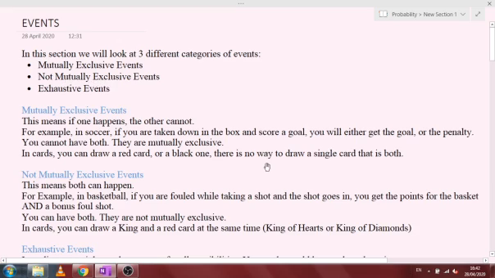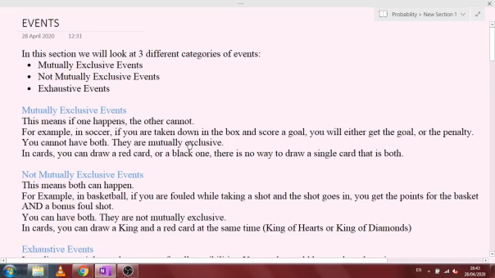So mutually exclusive events, these are if one happens, then the other cannot. So for example, in soccer, if you're taken down in the box and score a goal, you'll either get the goal or you'll have the penalty. You can't have both. They're mutually exclusive. Getting one prohibits you from getting the other.